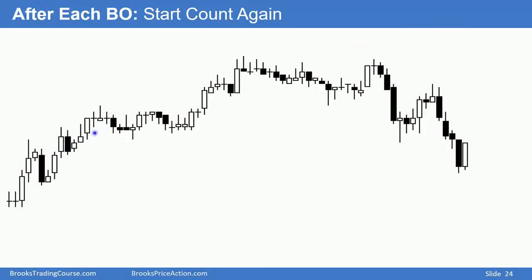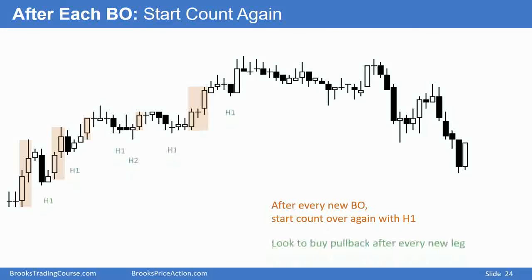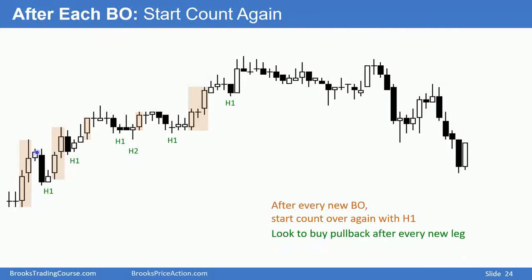After each breakout, you start the count over again. We got a breakout, high 1, a breakout, high 1, breakout, high 1, high 2. Small breakout, you can call it a high 1, or you can call this a double bottom and say this is a complex high 1 and a high 2. Doesn't matter. It's a bull trend. You're looking to buy.